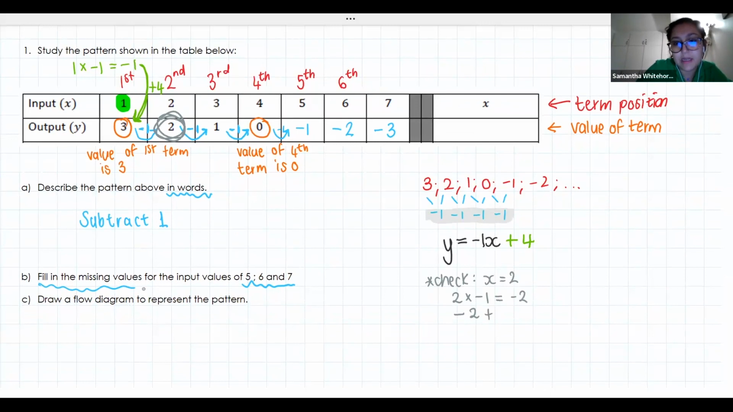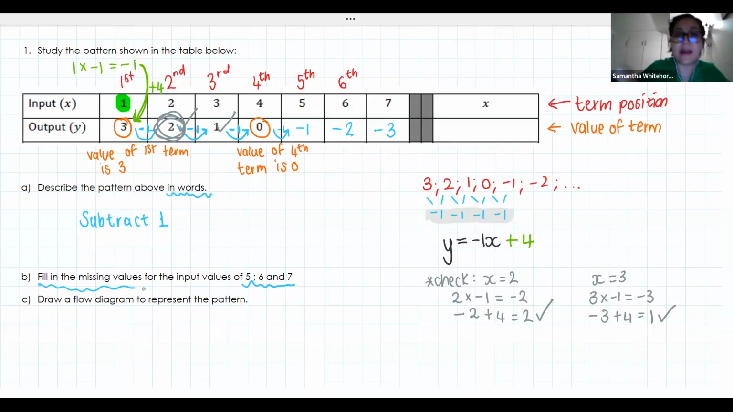-2 plus 4 is 2. That's perfect. That is the output value I wanted. Let's check another one just to be sure. So let's take our input value of 3. 3 times -1 is -3. -3 plus 4 is 1. Perfect. That is the output value I wanted. And what you will see is that this rule now applies to all of my input values.